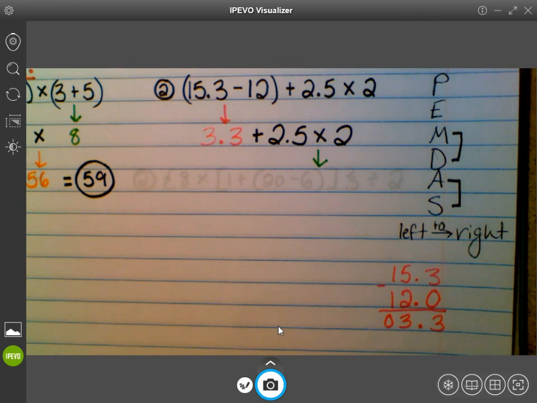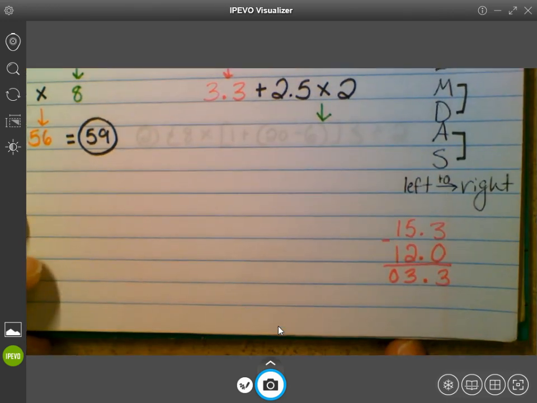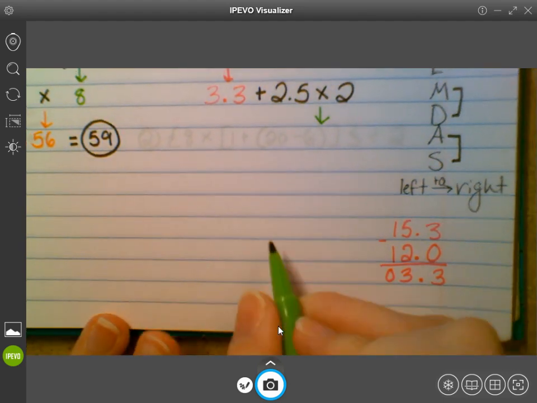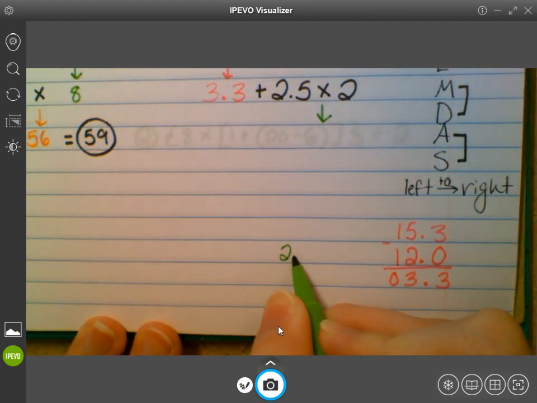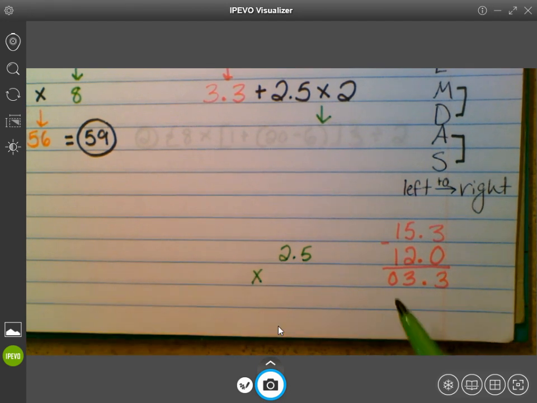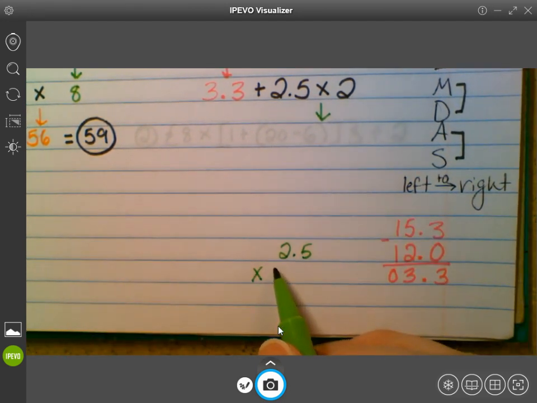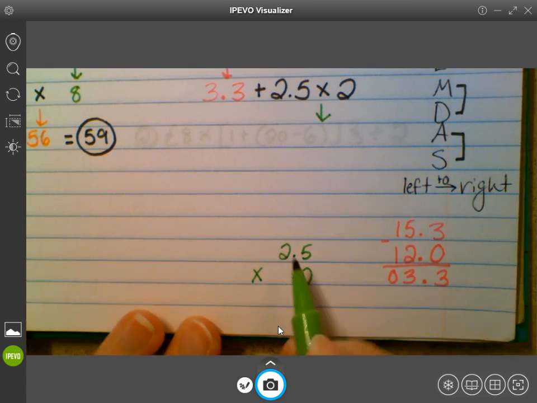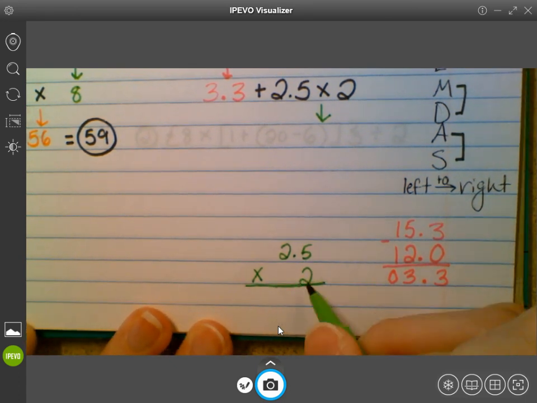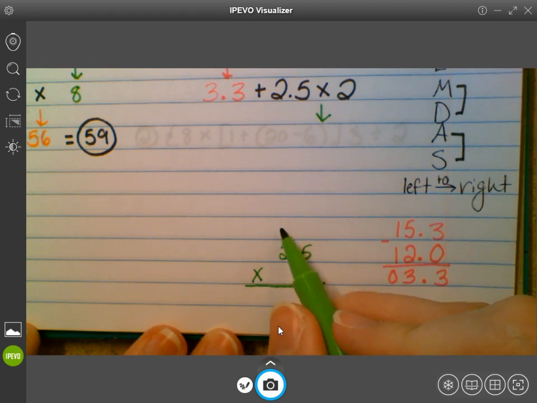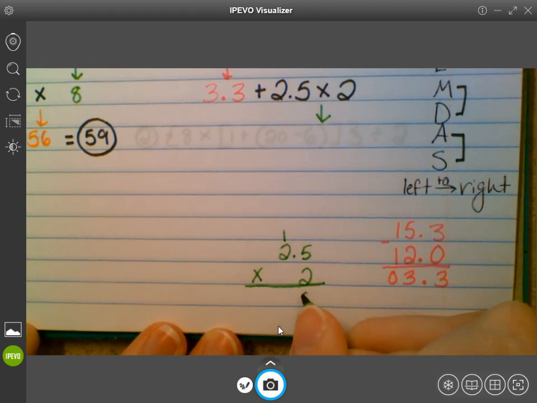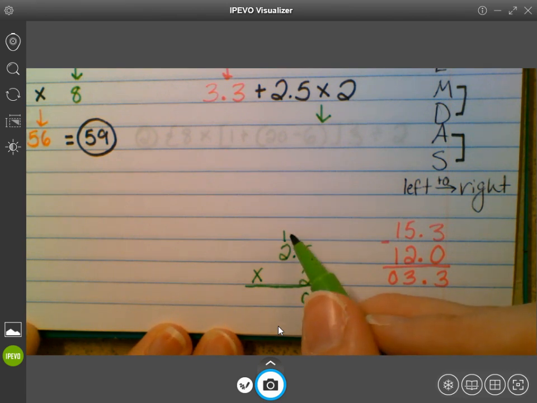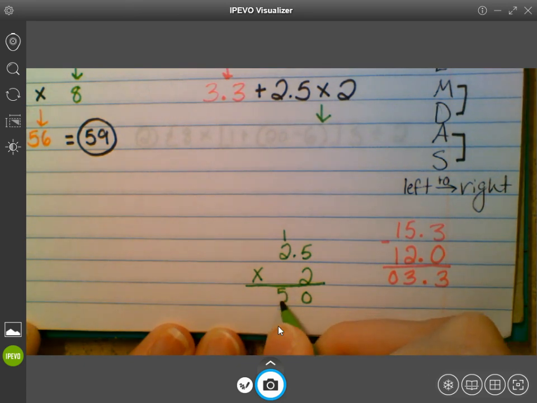Okay, now let's say I can't do this one in my head. I need to set up a multiplication problem. So I would take 2.5, put my multiplication symbol, and does the 2 need to line up with the ones place here? No. When we multiply decimals, we just write them the way we normally would, as if the decimal's not there. So 2 times 5 is 10. 2 times 2 is 4, plus 1 is 5. All right, so my answer is 50.